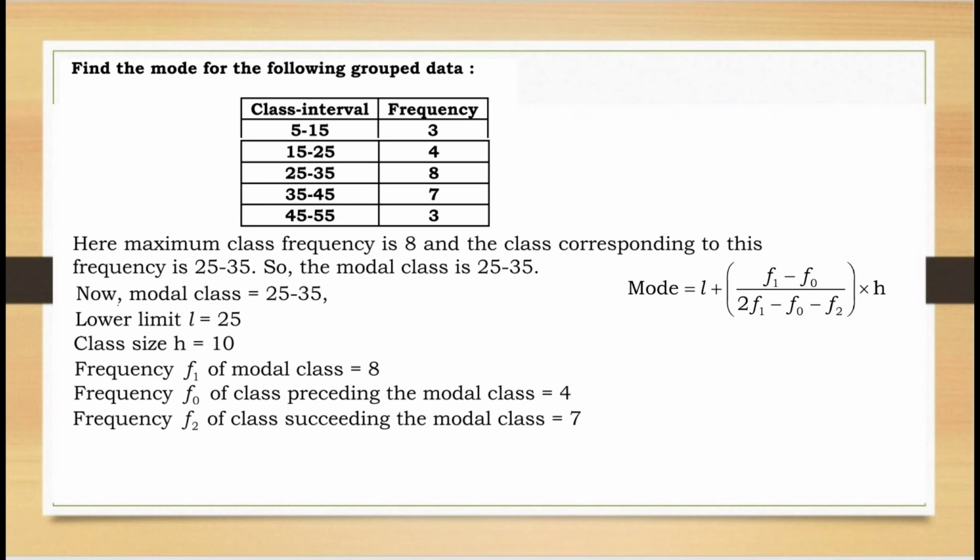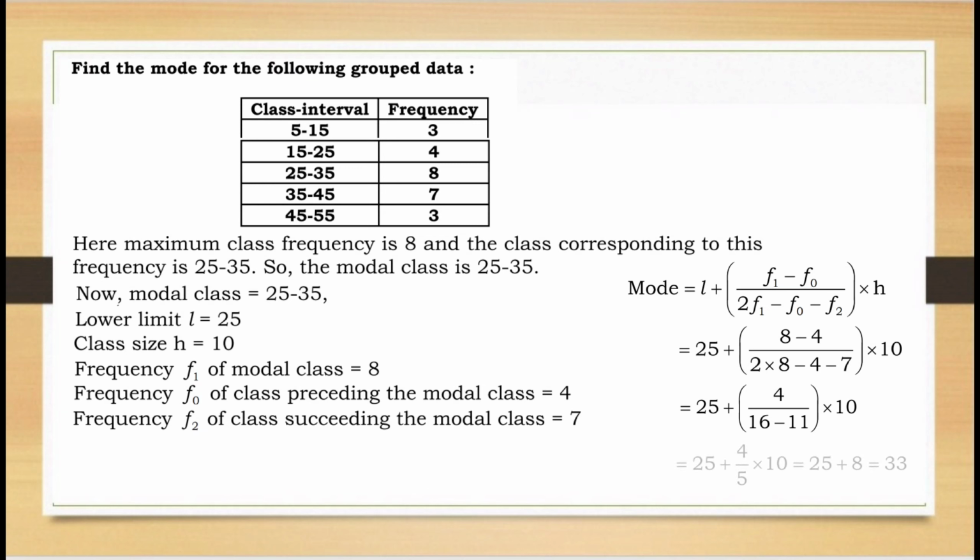That gives mode equals 25 plus (8 minus 4) whole divided by (2 into 8 minus 4 minus 7) into 10, which equals 25 plus 4 divided by (16 minus 11) into 10 equals 25 plus 4 by 5 into 10 equals 25 plus 8, that is 33. Therefore the mode for the given grouped data is 33. This is the answer for this question.